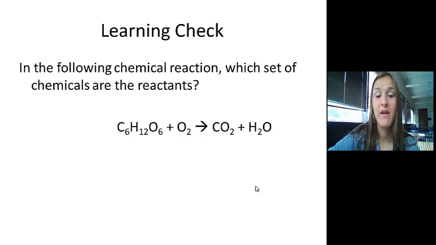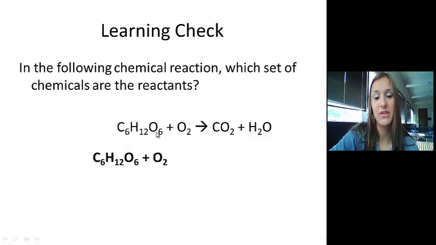So here we have another chemical reaction. C6H12O6 plus O2, arrow going that way, makes carbon dioxide, CO2, and water, H2O. So here you would have to know what are the reactants and what are the products. Reactants are what you start with. So what you start with is not where the arrow is pointing, but where the arrow starts. So right here, these are our reactants. These are what we start with. And this is what we're making. The arrow is showing what we're making.